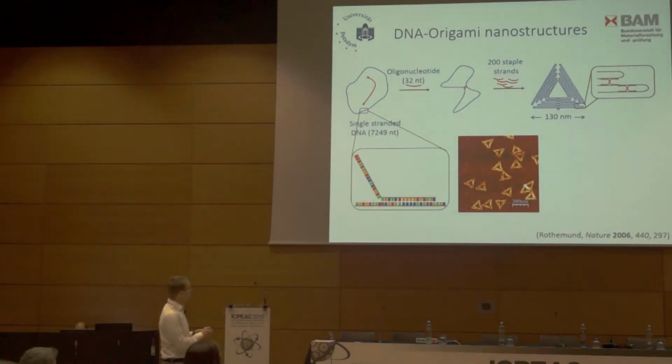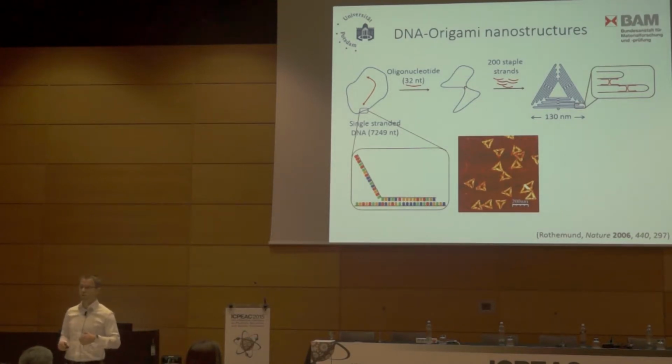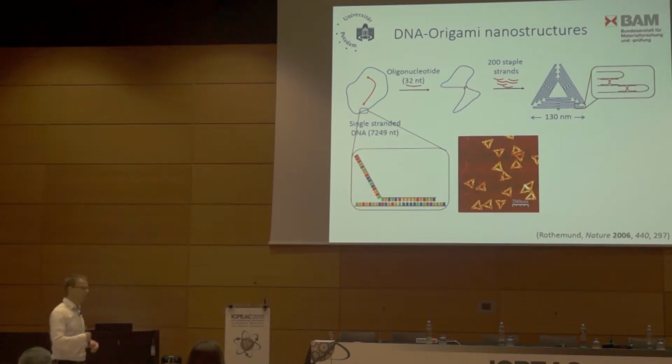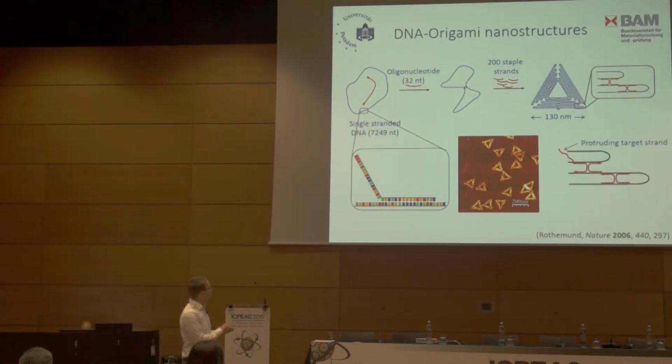And this is a typical AFM image of triangular structures, so they simply form by self-assembly. So this all looks quite fancy, but it is very simple to produce. So we simply add them together and heat it up and let it cool down, and then we end up with these triangles. And then we can modify each of these staple strands individually. And we modify them by extending them with our target structure that we want to study. So we can distribute these target structures on different positions on the triangle and identify these positions by atomic force microscopy.